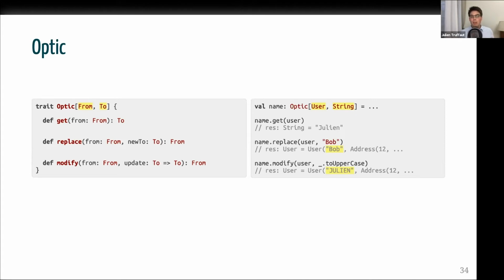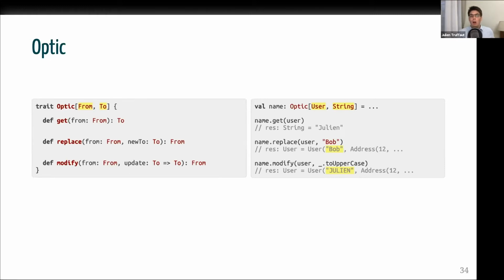We have three methods. These are the three main methods. So we have get that says, if you give me a user, I will give you back its name. Replace says, if you give me a user and a new username, I will give you a new user where this new username will be inserted. Everything else stays the same. And modify, which is kind of a convenient method that combines get and replace, that allows us to apply an update function to the targeted field. So for example, here we can uppercase the username.